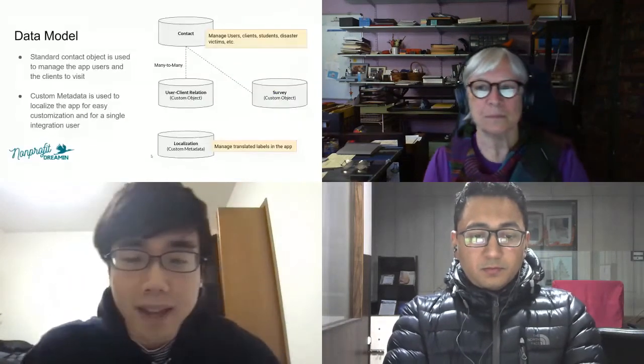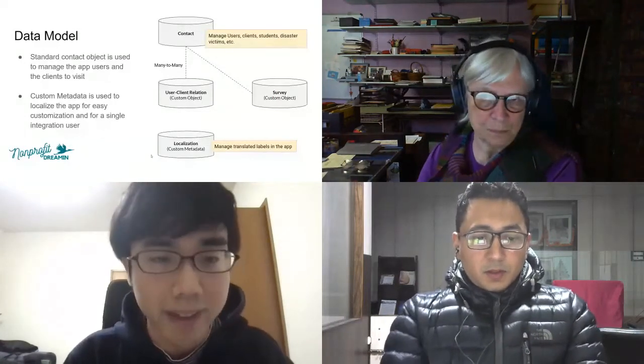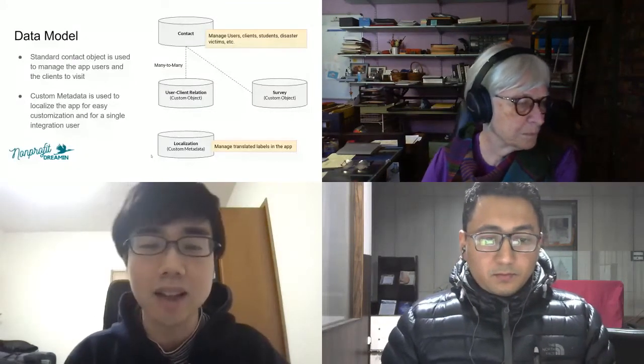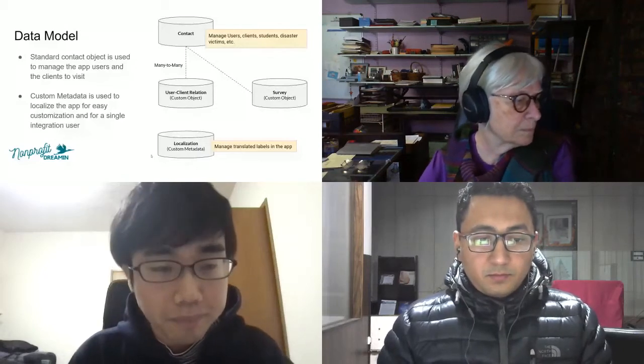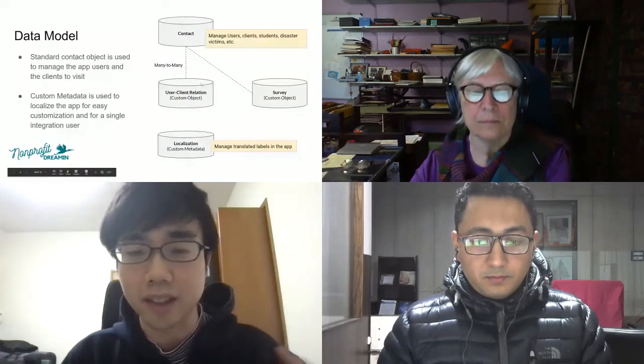This is the data model of our mobile app. As we saw in the previous architecture, unfortunately, we cannot provide a Salesforce user for each mobile app user. So we use the standard contact object for mobile app users with a specific record type. The clients, who are the people related to the survey, are also managed in the contact object with a record type. In our situation, the users are field workers, and the mothers and the children are clients.